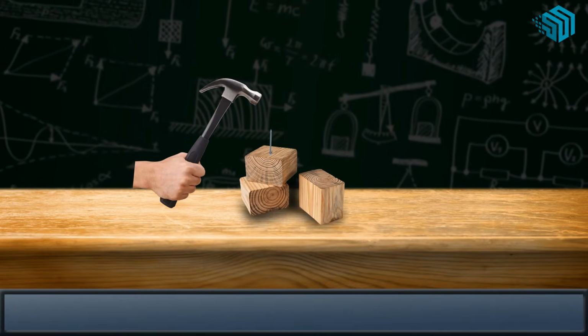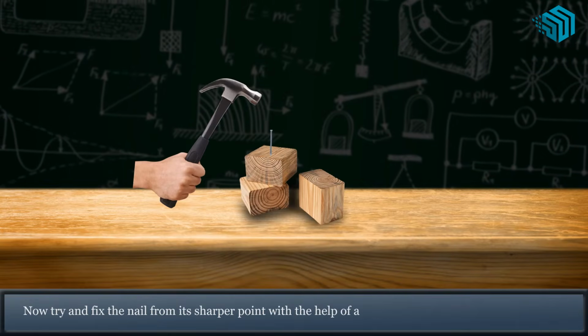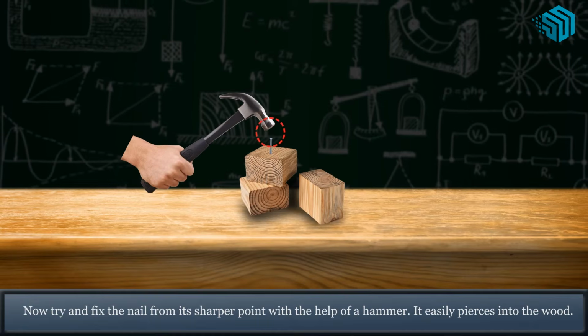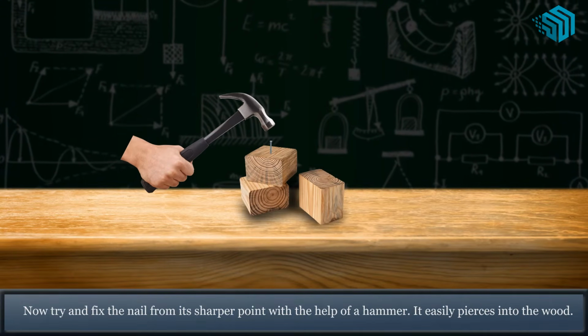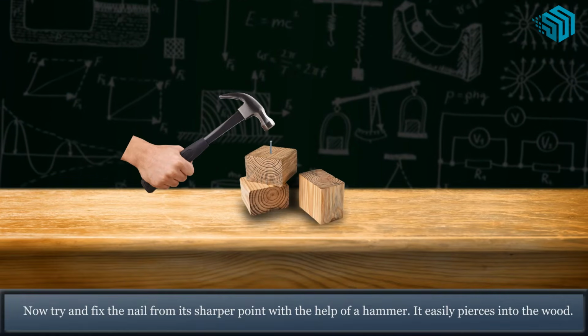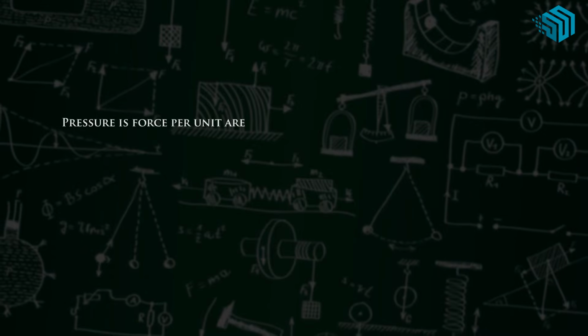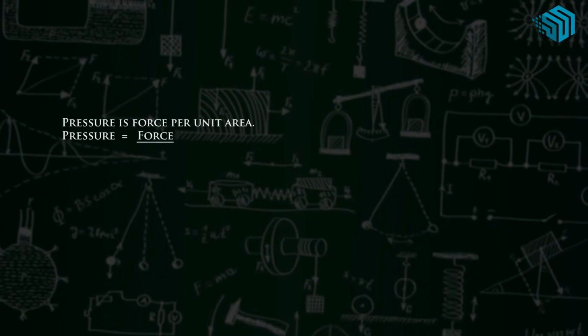Now try and fix the nail from its sharper point with the help of a hammer. It easily pierces into the wood. We get down to the conclusion that pressure is force per unit area. Pressure equals force upon area.